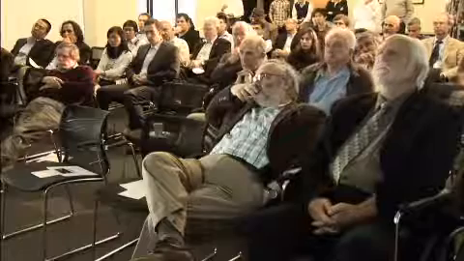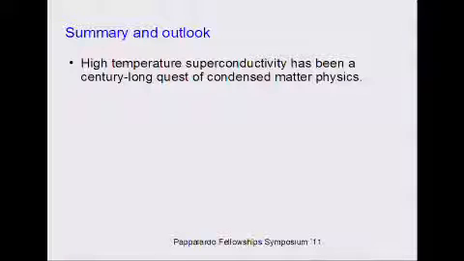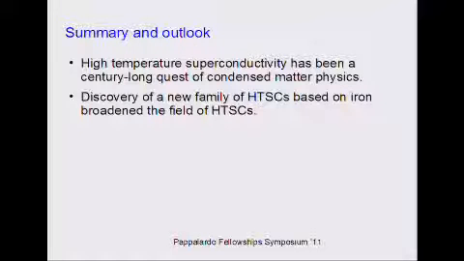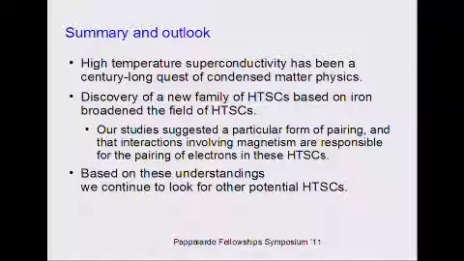So now, let me summarize what we have now. Superconductivity, in particular high-temperature superconductivity, has been a century-long quest for condensed matter physics. In the last few years, we discovered a new family of high-temperature superconductors based on iron, and this broadened our field of high-temperature superconductivity and changed our paradigm. Based on our study, we suggest first a particular form of pairing, and we suggest the mechanism is related to magnetism. And with this basic understanding, we continue to look for other potential high-temperature superconductors.